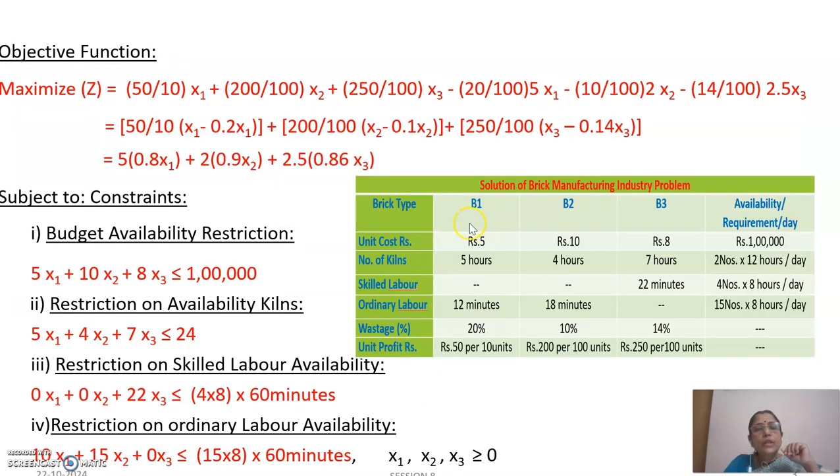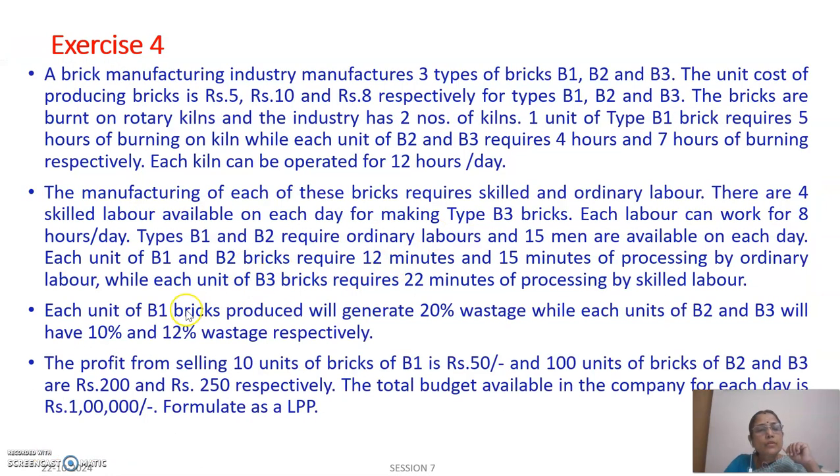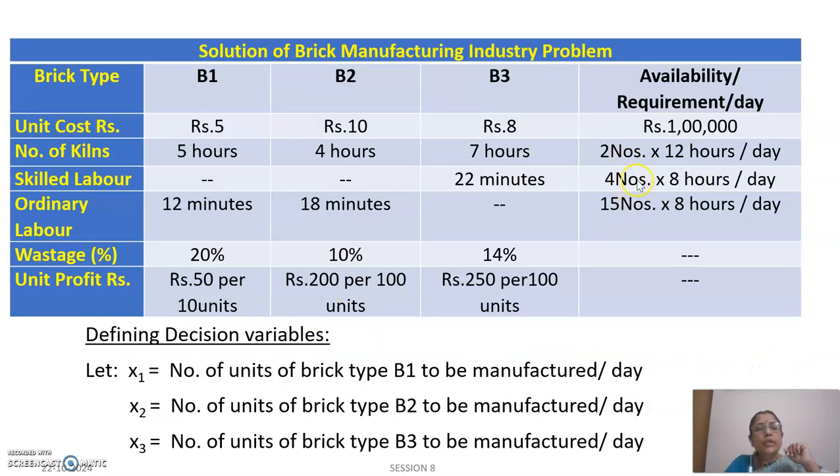Okay, and then the number of ordinary laborers is given here. Each laborer can work for 8 hours per day, and there are 4 skilled laborers. So that is the availability of skilled labor: 4 laborers, each working 8 hours per day. So we have written these constraints. So we have the cost per unit given, number of kilns as one of the constraints, skilled labor requirement as one constraint, and ordinary labor requirement as one constraint.